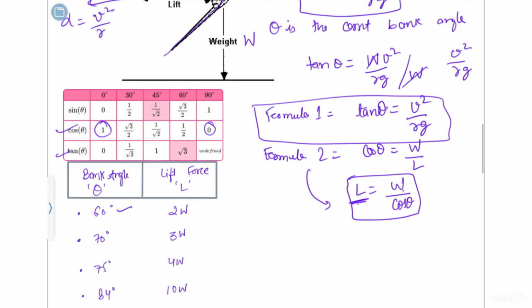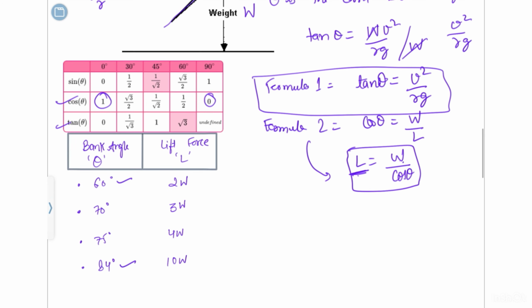However, if we increase the bank angle to 60 degree, because cos 60 is half, the lift which is required to be generated will become two times the weight. And at 85 degree banking angle, the lift required is approximately 10 times the weight. So it is very important to understand what is the maximum bank the aircraft can do which the structure can support to generate that much lift. Because with lift 10 times the weight required, the structure might fail. So this is one important parameter.